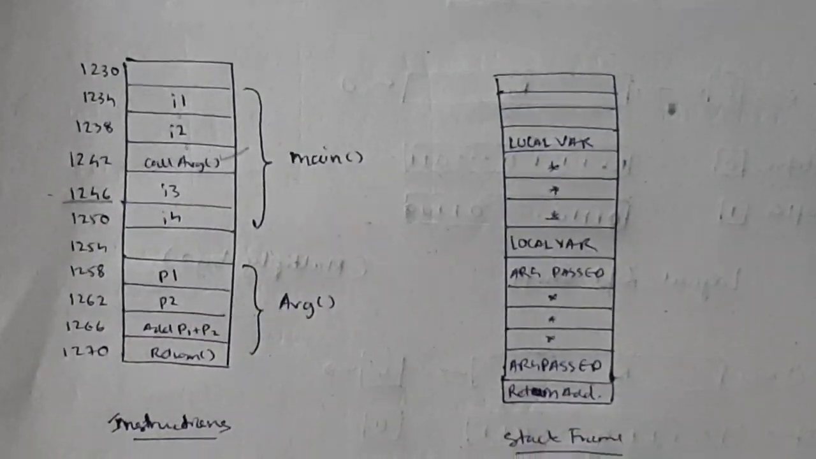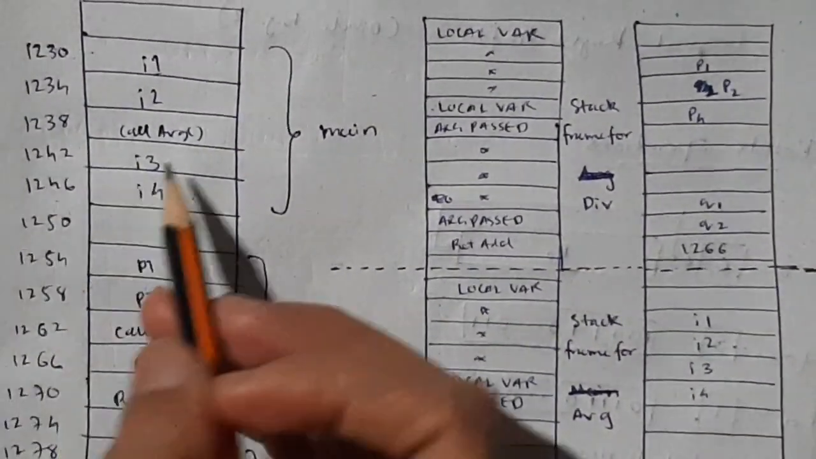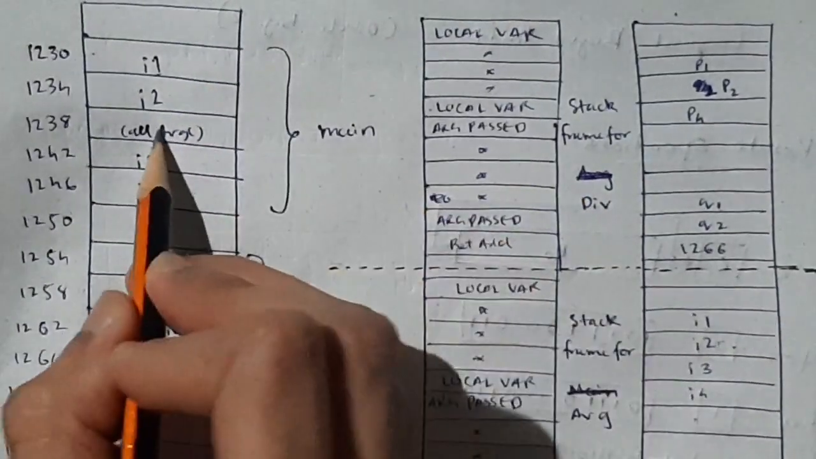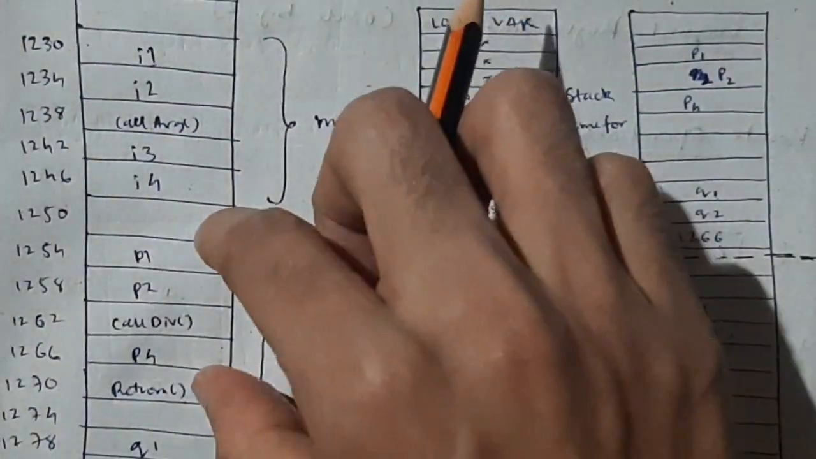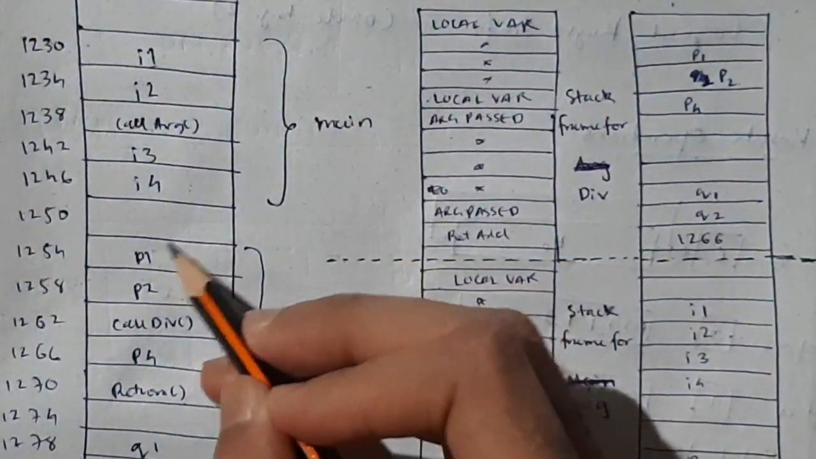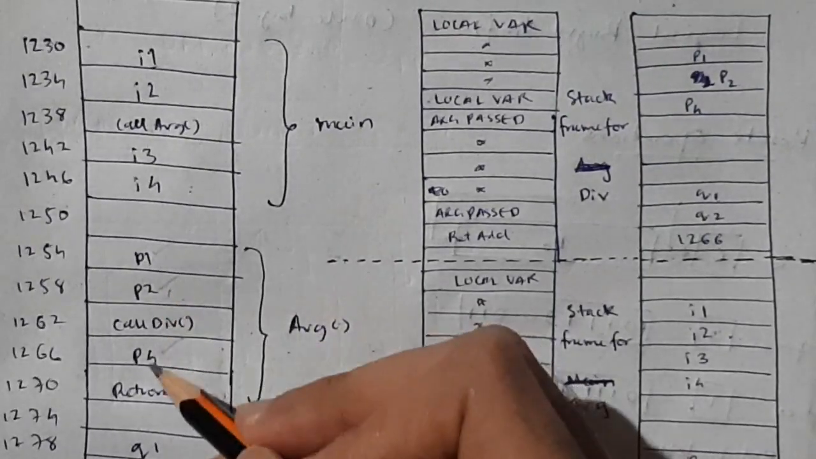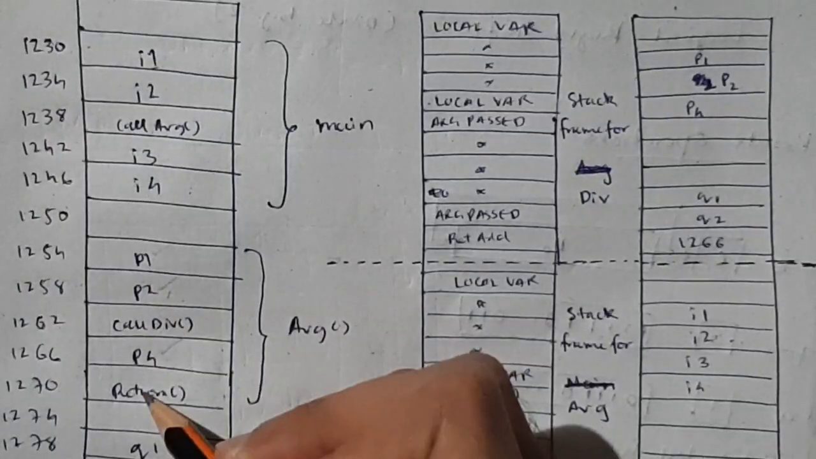Let's see it by an example. Start from here. This is the main, the same as the previous one. When I call this call average function, what will happen? Call average is defined like this. This is the average function, and in this function the variables are p1, p2, p4. Forget about the rest, just focus on this. This is the main function and this is the called function, which is average.